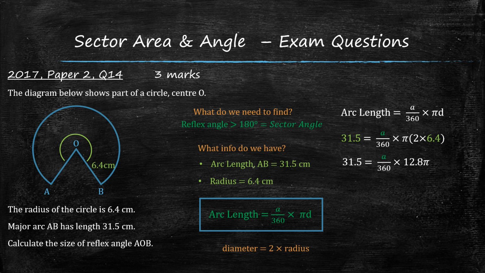Now we want to rearrange this equation to solve for A. This gives us A is equal to 360 times 31.5 over 12.8 pi. Putting these values into our calculator, as this is a paper 2 question, we get A is equal to 282 degrees.